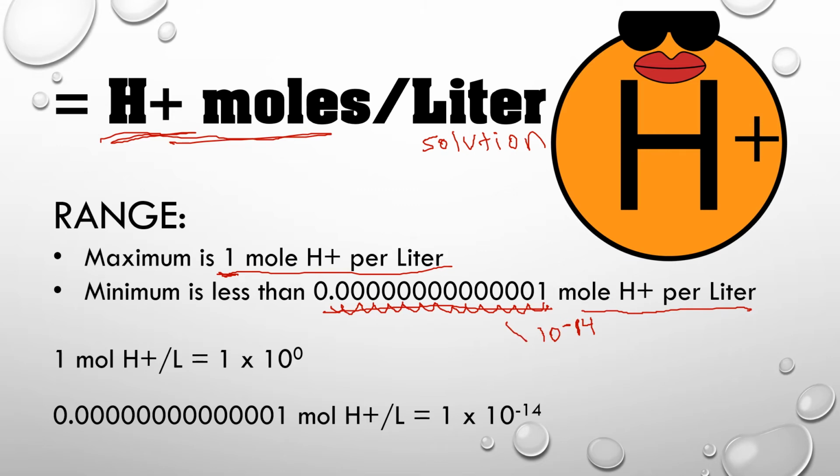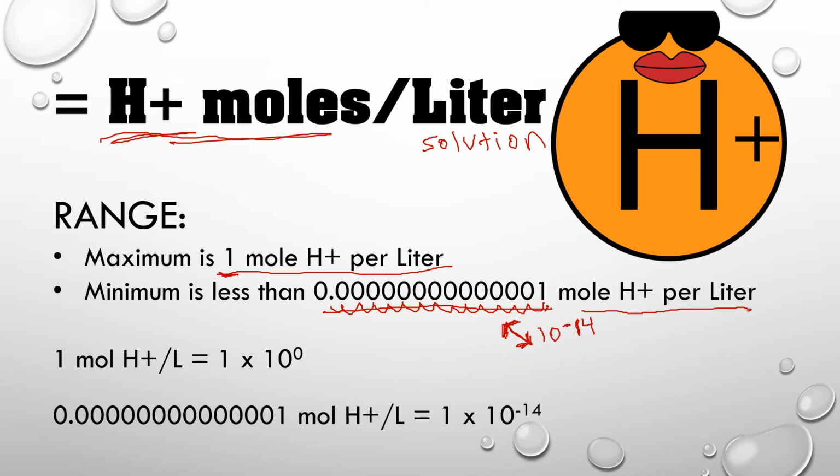If you're not following this, go to my channel and watch my videos on scientific notation, because scientific notation explains what we're doing here with the 10 to the negative 14th and the 0.001. But I'm going to assume you know what I'm talking about. So this is 10 to the negative 14th mole of hydrogen ions per liter.